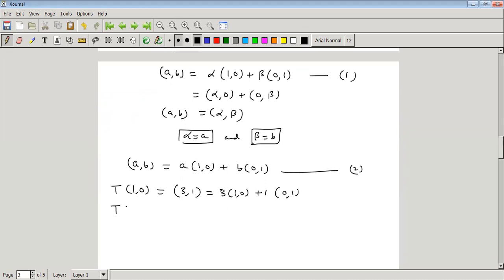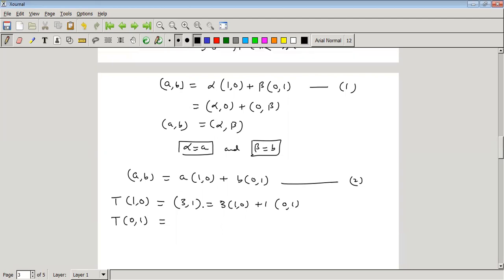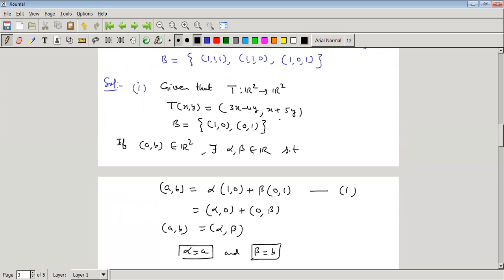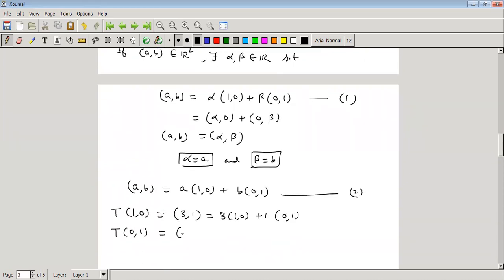Now, what is the output of T(0, 1)? We put x equal to 0 and y equal to 1. So we get 0 minus 4, that is minus 4, and 0 plus 5, that is 5. So we get (minus 4, 5). And now again, using equation 2, we can write (a, b) as a times (1, 0) plus b times (0, 1). Here a is minus 4 and b is 5. So we can write minus 4 times (1, 0) plus 5 times (0, 1).